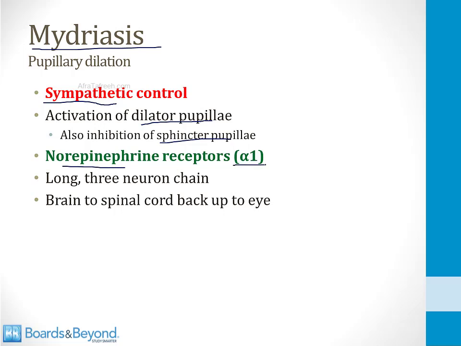In contrast to the parasympathetic system we just talked about, the system for mydriasis is a much longer system. It involves a 3-neuron chain. It starts in the brain and travels down to the spinal cord and then back up to the eye.